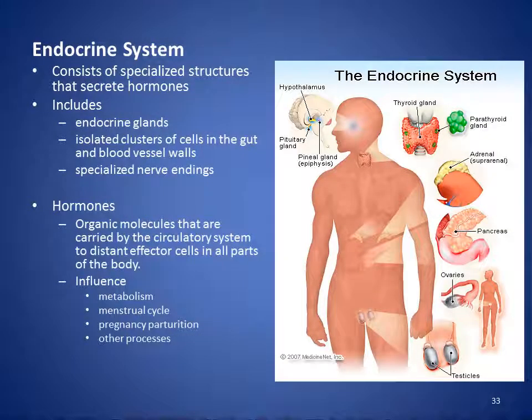Finally, the endocrine system consists of specialized structures that secrete hormones and includes a number of structures located throughout the body, such as endocrine glands, clusters of cells within blood vessel walls and the gut tube, as well as specialized nerve endings. Hormones are organic molecules, and these are carried by the circulatory system to distant effector cells or targets in all parts of the body. And hormones will influence metabolism, menstrual cycle, pregnancy, as well as a variety of other processes.